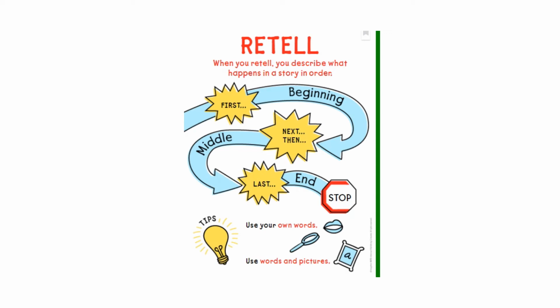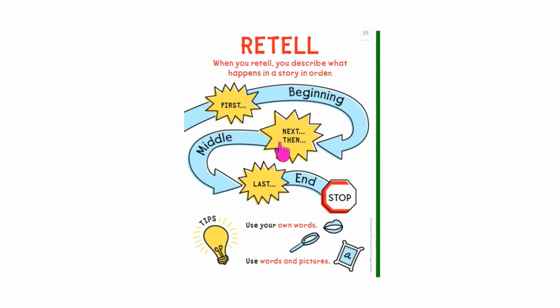Hello, boys and girls. On today's selection, we will be focusing on retelling a story, and setting in a story. When you retell, you describe what happens in a story in order. Pretty much, boys and girls, when you retell a story, you're summarizing it and you're telling us what happens at the beginning of the story, what happens in the middle of the story, and what happens at the end of the story. When summarizing a story, boys and girls, we would use words like first, this happened in the story.